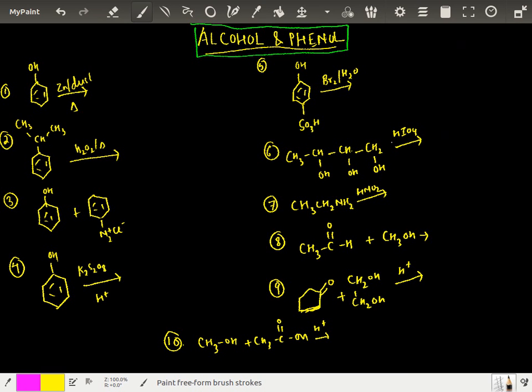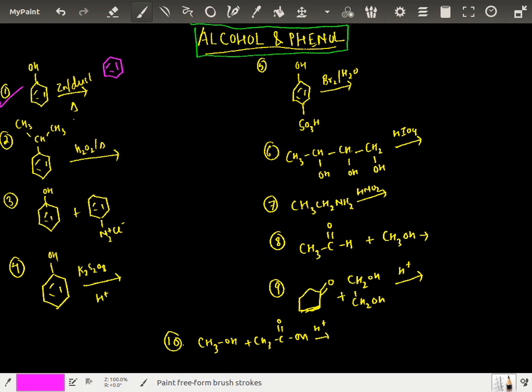Now these are some of the basic reactions. Of course you have the liberty to pause the video, solve it mentally, and then after doing that you can verify the answers. I am solving it one by one. Question number 1. This is phenol in presence of zinc dust. It gives us benzene, a typical way to convert a phenol into benzene.